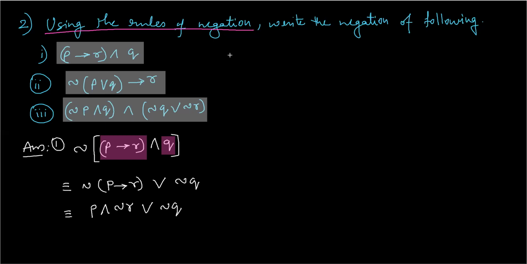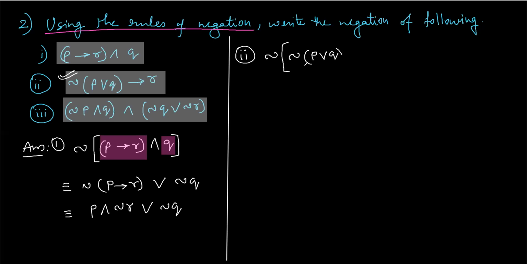Now we go for the second solution. So I write the answer for the second one. The second one is, we have to write negation of this. So I write here negation of, I make a big bracket, and it is negation P or Q implies R. Okay, so I notice that here I have got implication statement. I have this implying R. So the first is I have to write the negation of an implication statement.